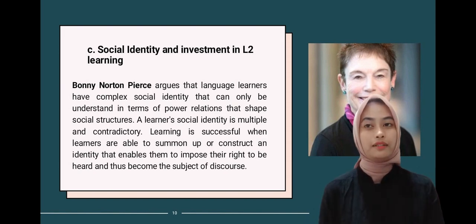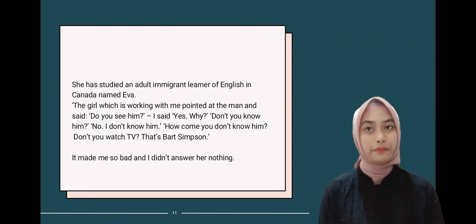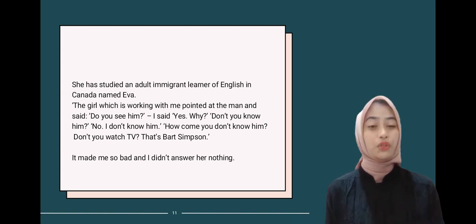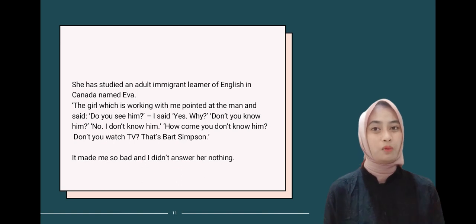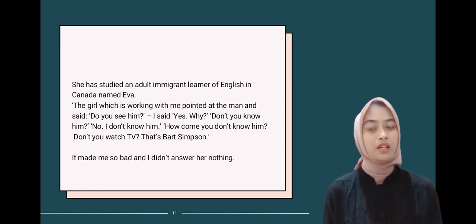She studied an adult immigrant learner of English in Canada named Eva. Eva said: "The girl who is working with me pointed at the man and said, 'Do you see him?' I said, 'Yes.' 'Why? Don't you know him?' 'No, I don't know him.' 'How come you don't know him? Don't you watch TV? That's Bart Simpson.' It made me so bad and I didn't answer her nothing."